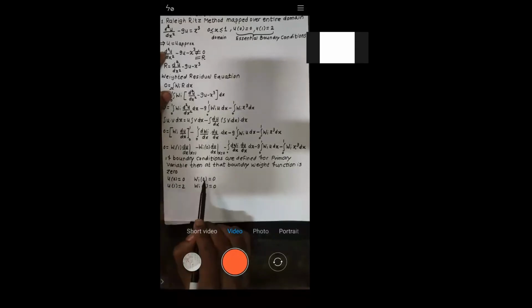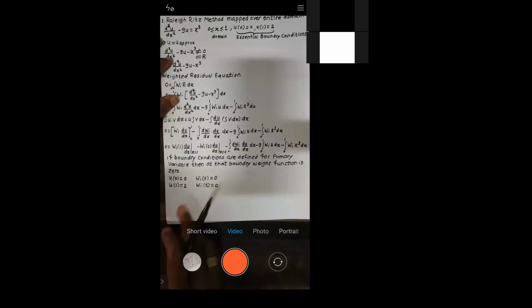So at 1, u is 2, but weight function at 1 is 0. See, that's why you read this one. It is not always 0. See, I am taking it as 0 when the boundary condition is in terms of u. See here, this boundary condition is in terms of u, and it is defined at what boundary? x is equal to 0. So at that boundary, that is x is equal to 0, weight function is 0. Similarly, see this example. This boundary condition is defined in terms of u, which is primary variable. So if you take weight function at x is equal to 1, it is again 0. Yes or no?